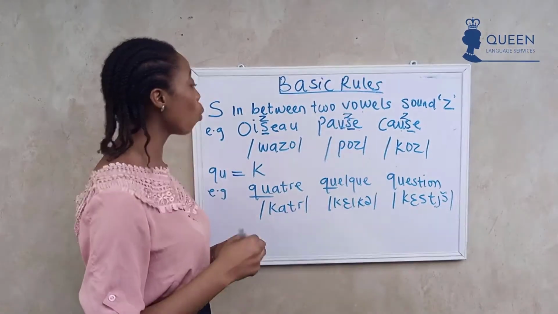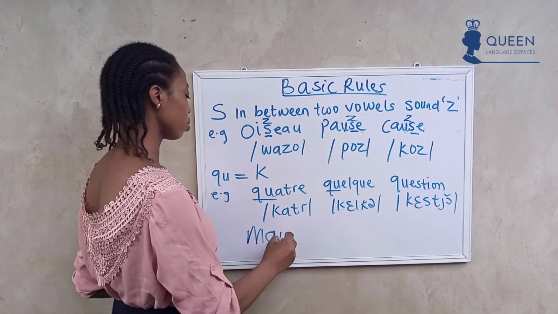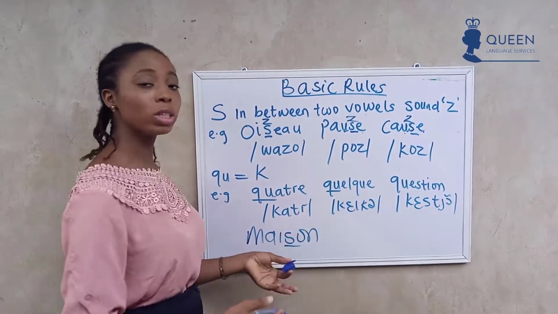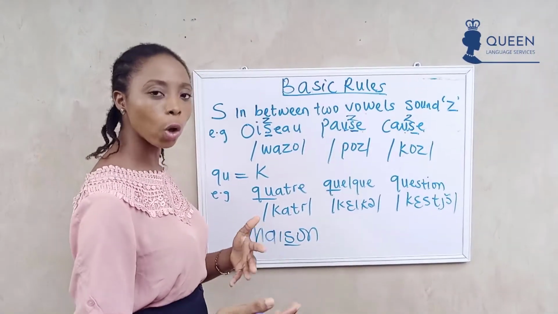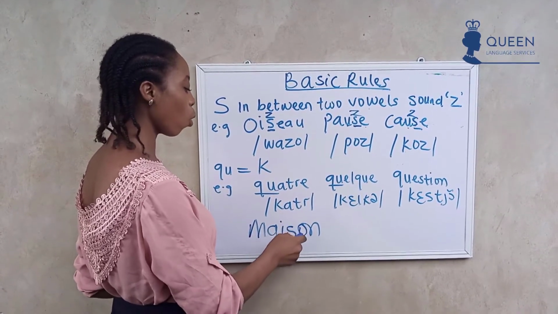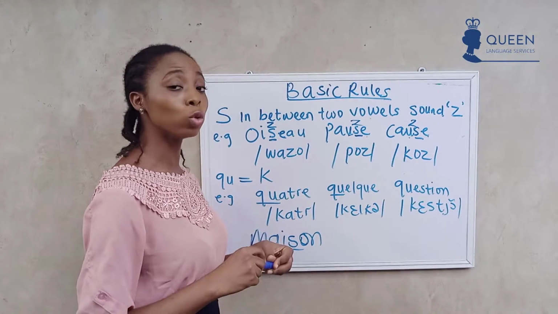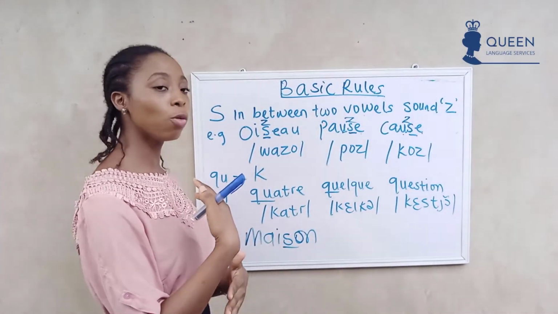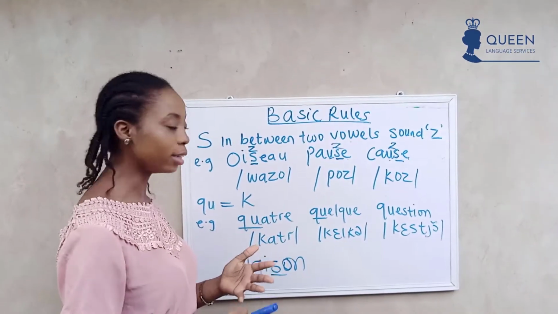We have it in even words like maison, which means house. Why is it maison with a Z sound? It is because S is in between two vowels. I is a vowel, O is a vowel, so we have maison. So it is important for us to note these rules so that they will help guide us in our learning. So let's continue.